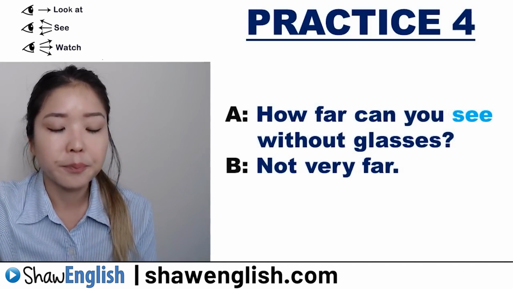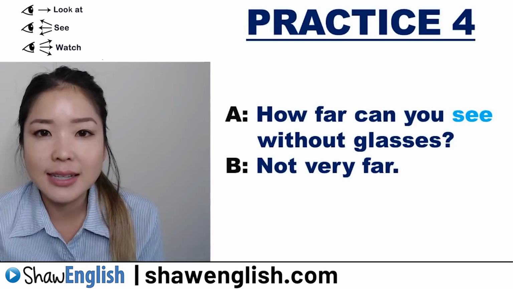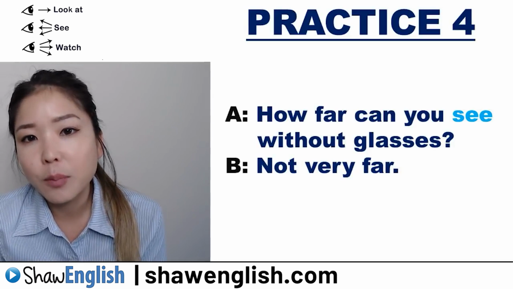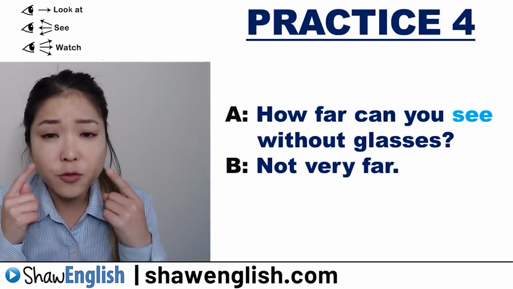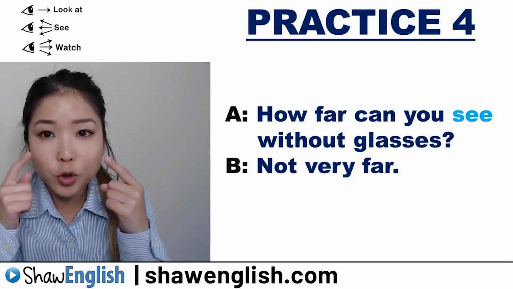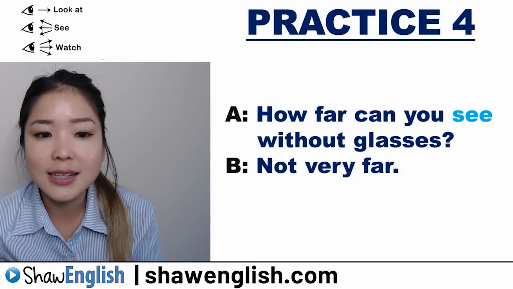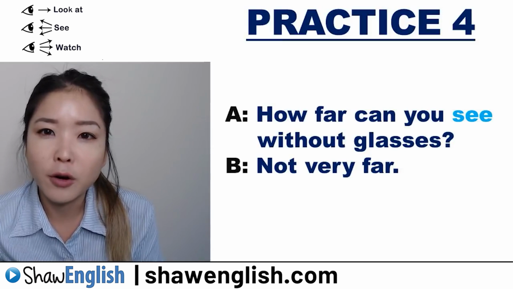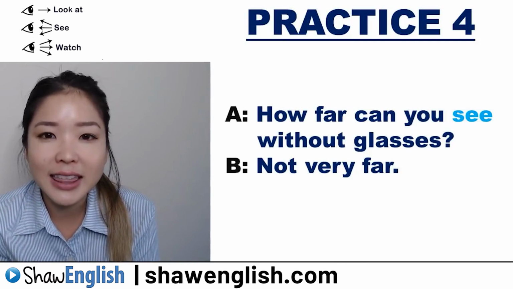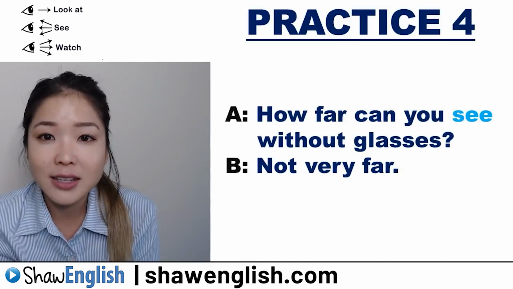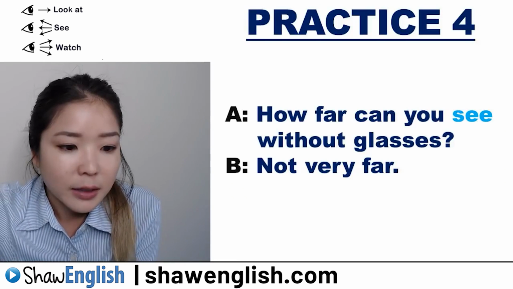Practice number 4. A says, how far can you see without glasses? Again, in this example, we use the verb see because A is asking how B's vision works, right? Do you have the ability to see things with your eyes without your glasses? And B says, not very far. Unfortunately, some of us need glasses and contact lenses and things like that in order to use our eyes, in order to see. And we're moving on to our last practice question.